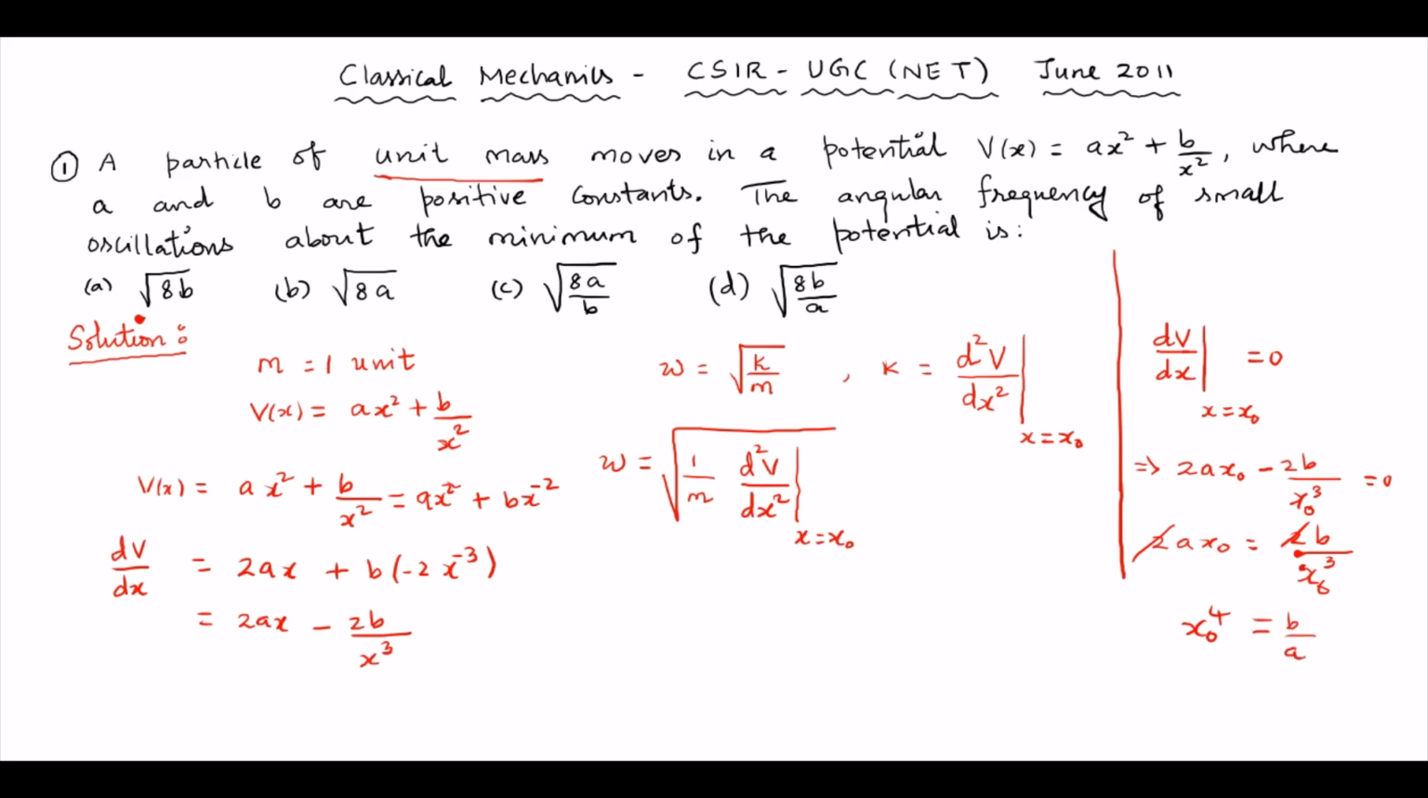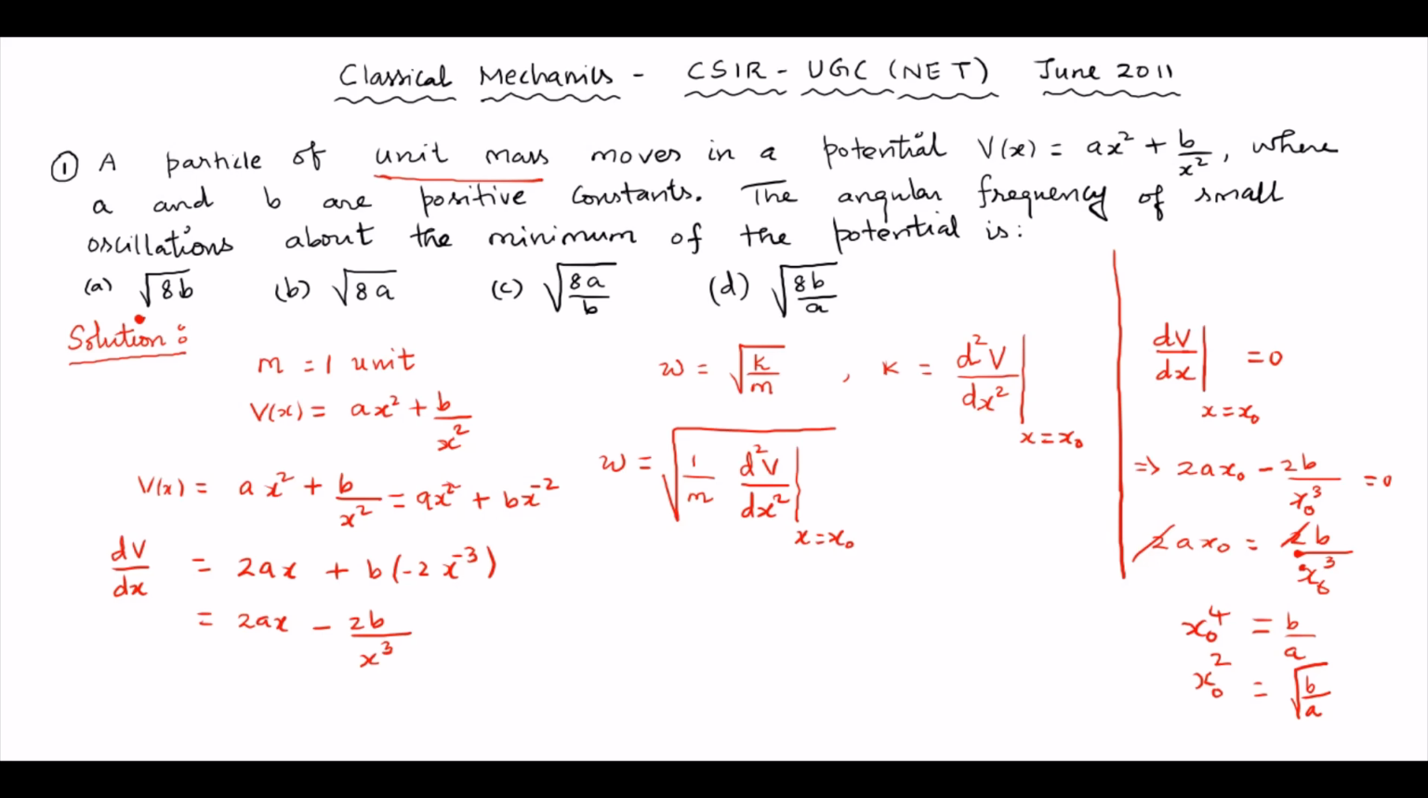So what is x naught? Let us take the square root on both sides. X naught square is equal to square root of b by a. That's it. So this is x naught square.